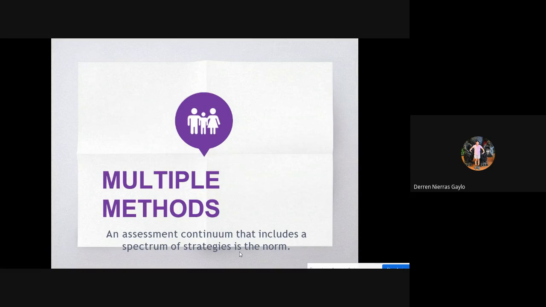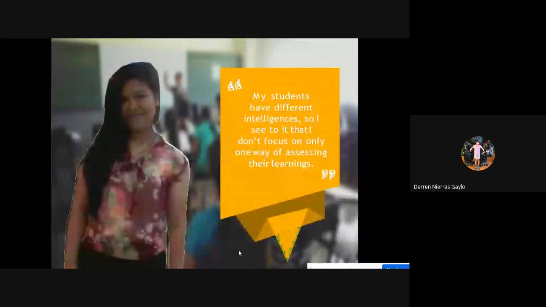So here is the example. My students have different intelligences, so I see to it that I don't focus on only one way of assessing their learning. So not only traditional, I also use alternative, because not all of the learners' intelligences are more on the cognitive. Others have bodily kinesthetic, naturalistic intelligences, and the like.